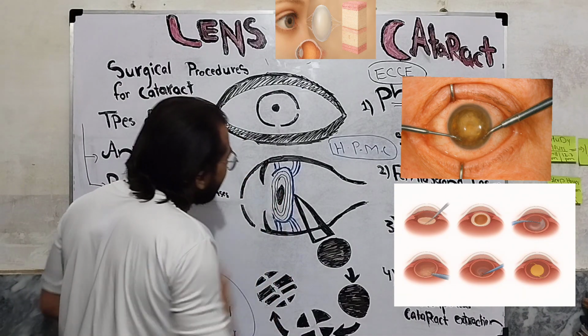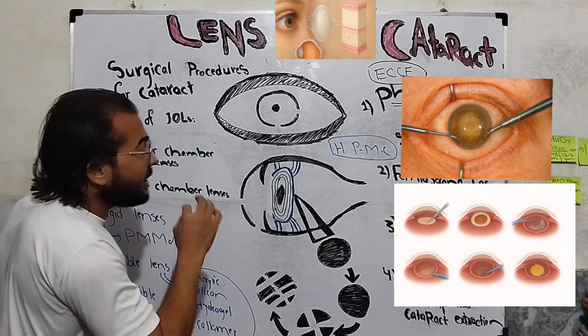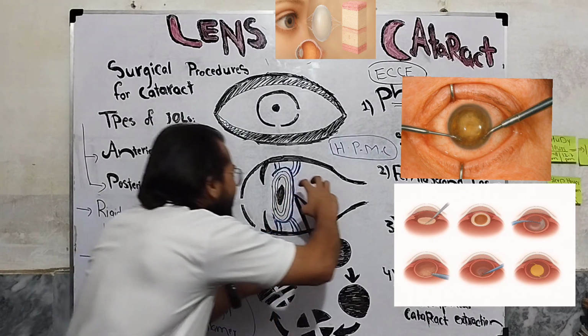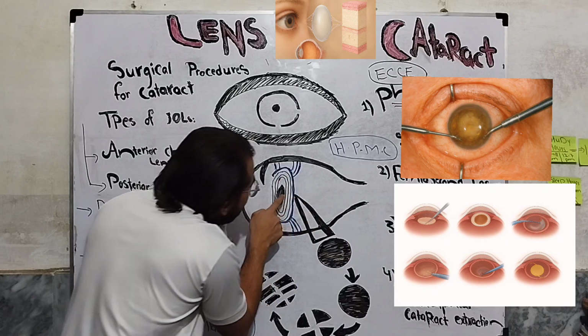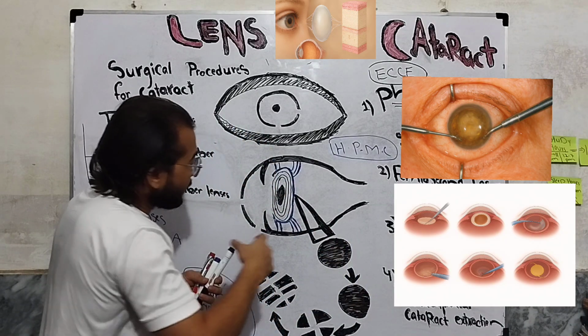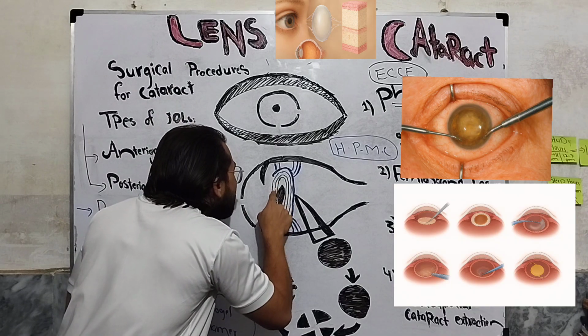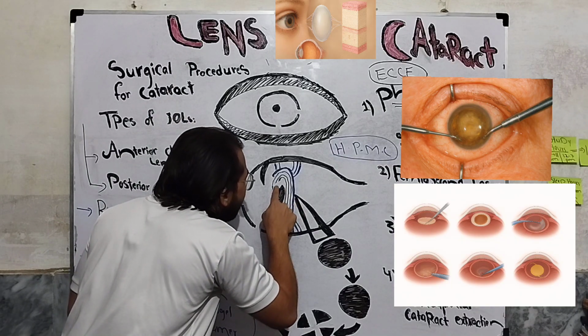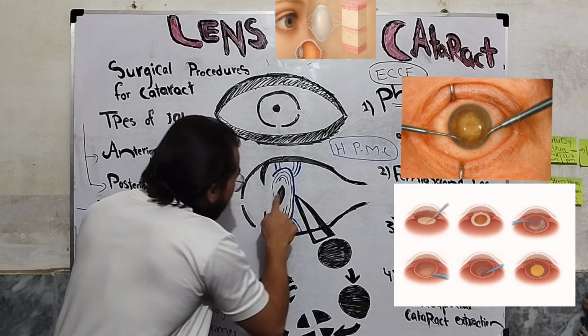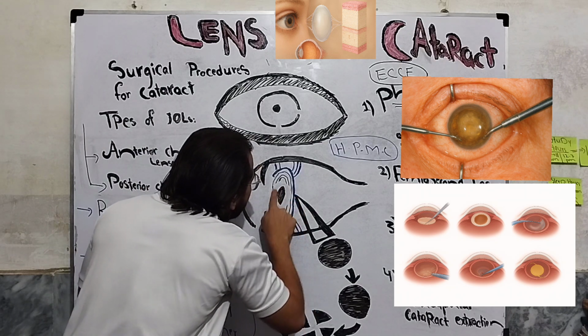After hydrodissection and hydrodelineation, what will we do? As this is the lens, I have taken the lens nucleus outside. So what will we do? We will move this nucleus in the capsular bag, in order to make it movable.